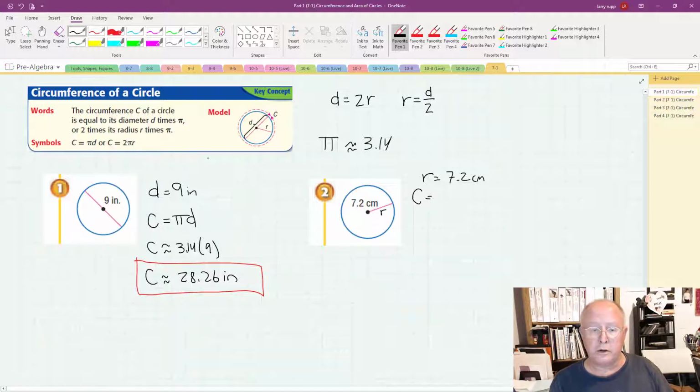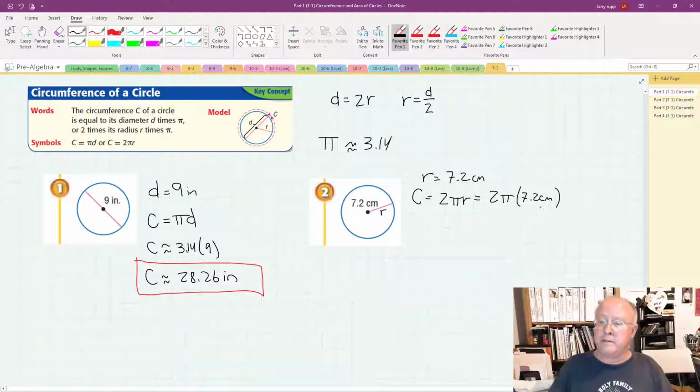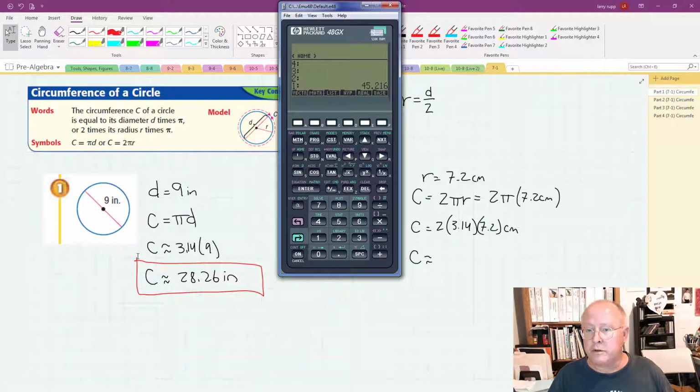So the circumference, if we go over here and we notice that in terms of radius, then C is equal to 2 pi times the radius. Okay? So we have 2 pi R. And since we have the R here, we'll say 2 times pi times 7.2 centimeters. All right. Well, all it is here is just plugging it into your calculator and cranking it out. 2 times 3.14 times 7.2, and that's all in centimeters. So C is approximately equal to 45.216.